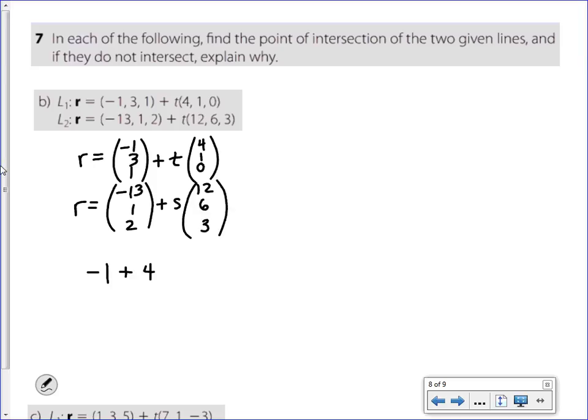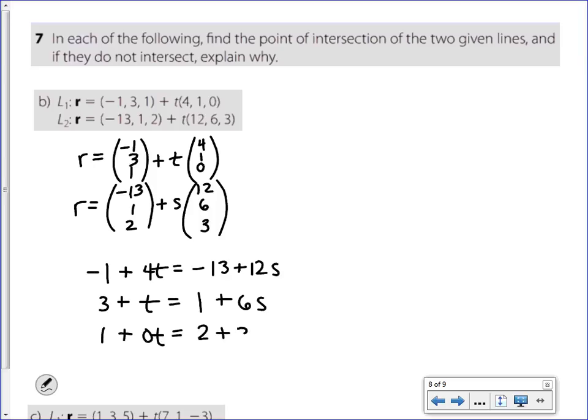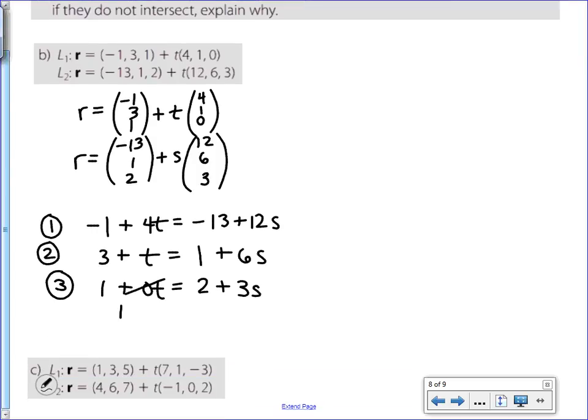So negative 1 plus 4t equals negative 13 plus 12s. 3 plus 1t equals 1 plus 6s. And 1 plus 0t, that's going to be a helpful one, equals 2 plus 3s. The reason that last equation is helpful, number 3, the z component, is because there is no t in it, actually. This term is gone. So I can actually use that equation very directly to solve for s. So 1 equals 2 plus 3s. Subtract 2 from both sides, divide by 3, and negative 1/3 equals s.